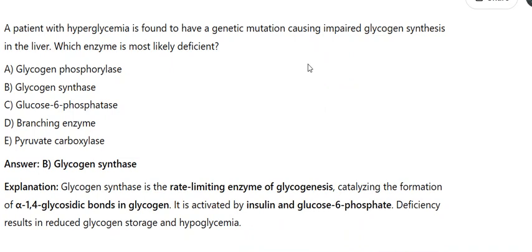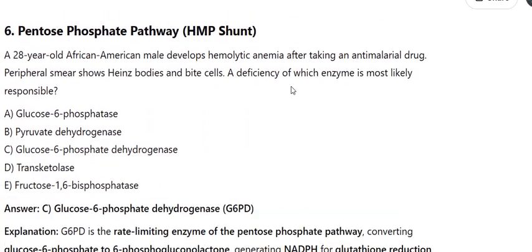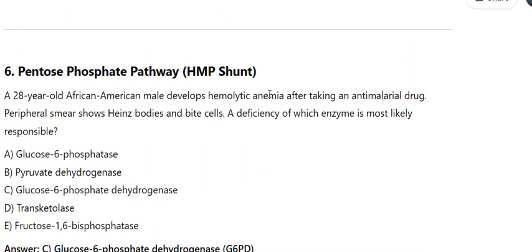6. Pentose phosphate pathway, HMP shunt. A 28-year-old African-American male develops hemolytic anemia after taking an antimalarial drug. Peripheral smear shows Heinz bodies and bite cells. A deficiency of which enzyme is most likely responsible? A. Glucose 6-phosphatase. B. Pyruvate dehydrogenase. C. Glucose 6-phosphate dehydrogenase. D. Transketolase. E. Fructose 1,6-bisphosphatase. Answer: C.